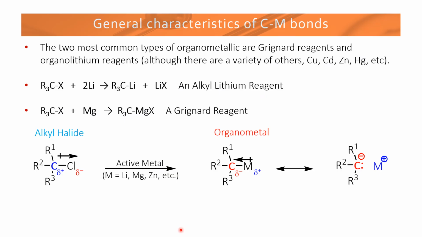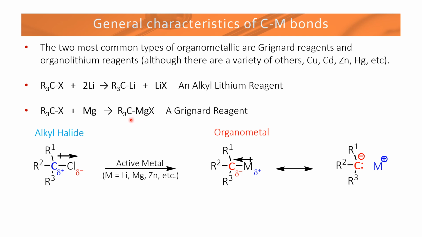Common types of organometallics are Grignards and organolithium reagents, although there are a variety of others that have copper, cadmium, zinc, mercury, etc. Typically, for an alkyl lithium, you can react an alkyl halide with lithium metal to generate that lithium species. And the same thing with Grignard. You can react the alkyl halide with magnesium, and that will generate your Grignard reagent.